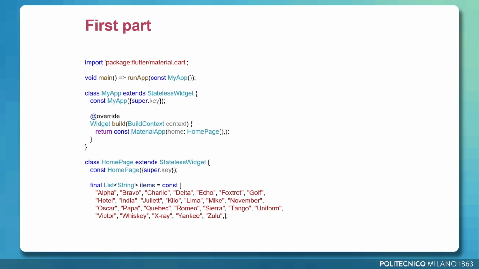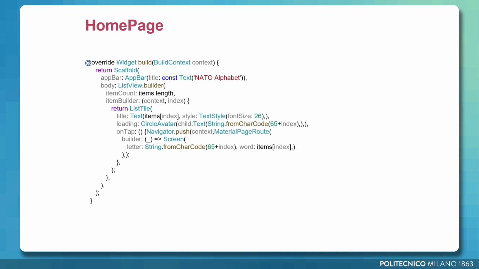As you can see, we create a list of strings, as mentioned. List is a generic class in Dart. Then we initialize the list with all the phonetic alphabet words corresponding to the different characters, Alpha, Bravo, Charlie, and so on, up to Yankee and Zulu. This list will serve as the data source for the visual components that we will display on the screen.